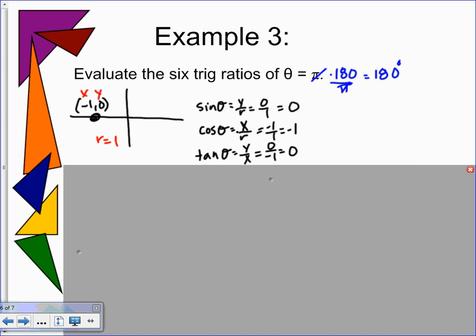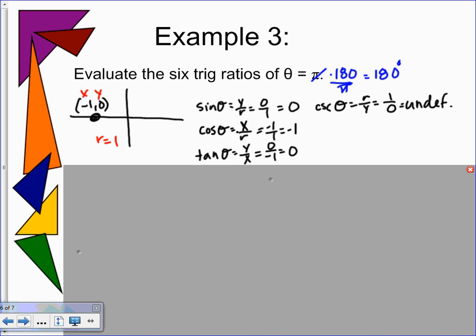And if you did the cosecant of theta, that would be r over y, right? Which would be 1 over 0. What do you know about 1 divided by 0? Can you divide by 0? No, what do you call that answer when you can't divide by 0? Jace? Undefined. Yep. Someone else said it too.